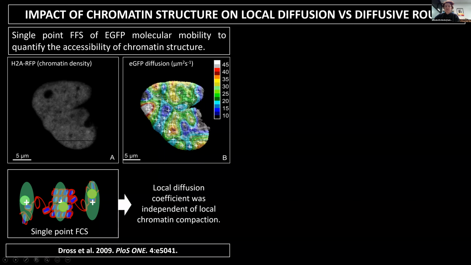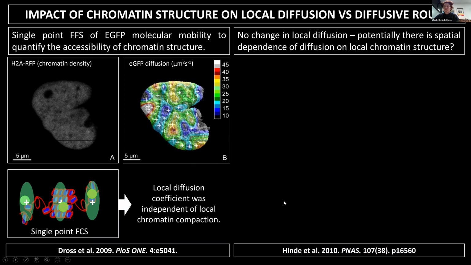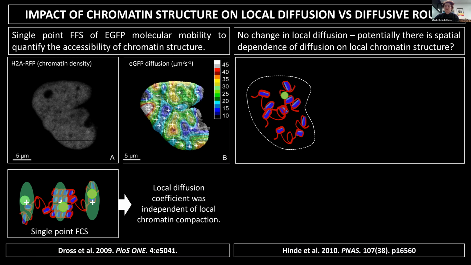And surprisingly, they found that the local diffusion coefficient was independent of the local chromatin compaction status. So it didn't matter if the chromatin was high intensity according to RFP or not, the EGFP molecules exhibited a similar local diffusion coefficient. So in response to this study, we asked the question, maybe there's a spatial dependence on the diffusion with respect to local chromatin structure. So while EGFP could diffuse as fast in euchromatin versus a heterochromatin region, maybe the diffusive route it adopts with respect to this structure is modulated.